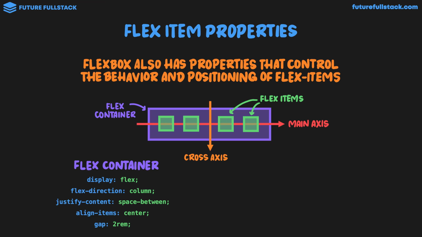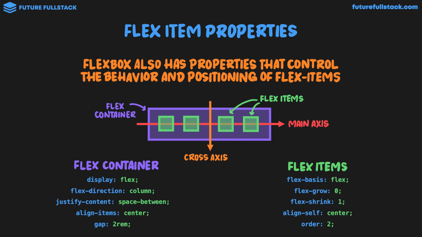But in Flexbox, there are also some properties that can be applied on individual flex items. These include flex-basis, flex-grow, flex-shrink, align-self, and order. And in this chapter, we're going to be going through each of these in detail.